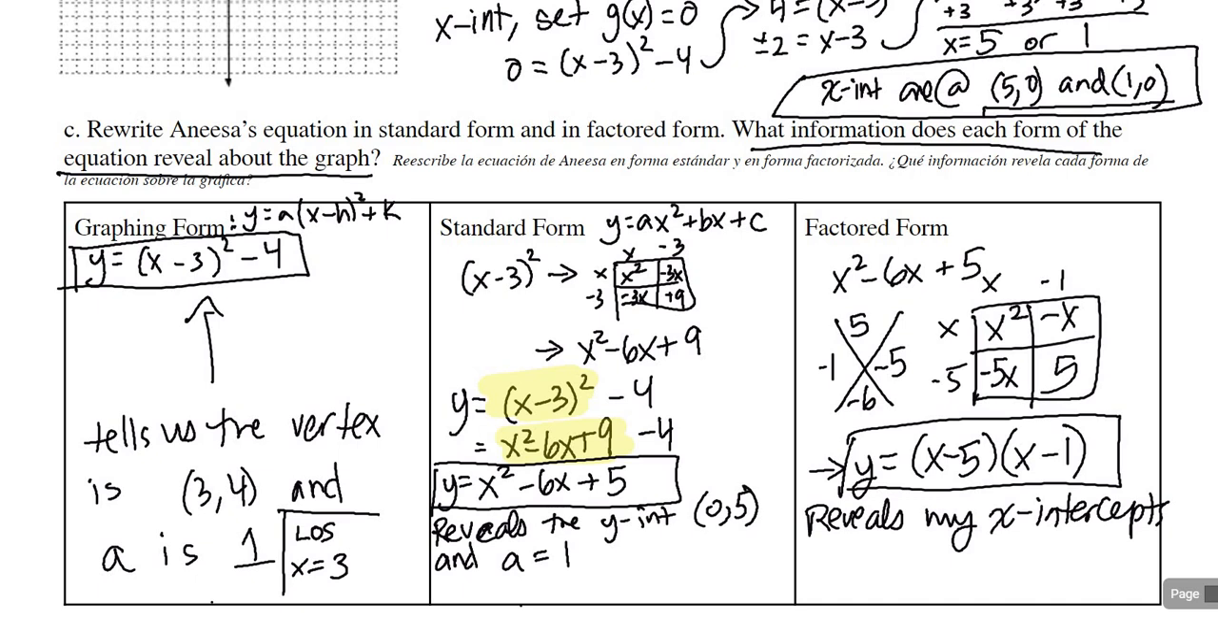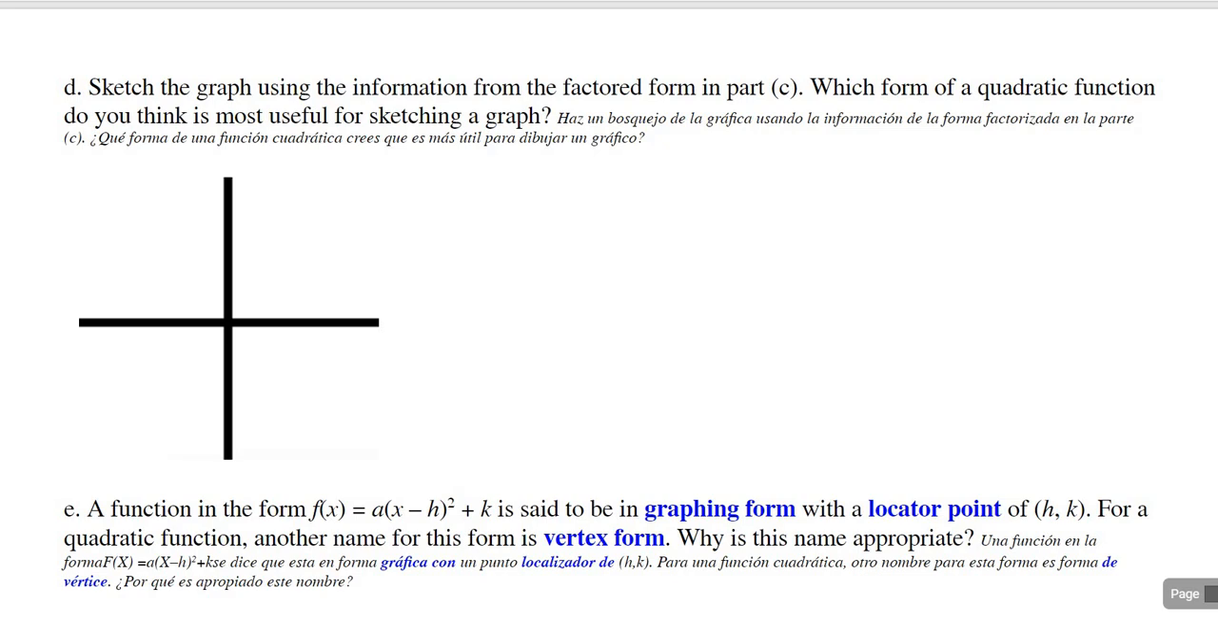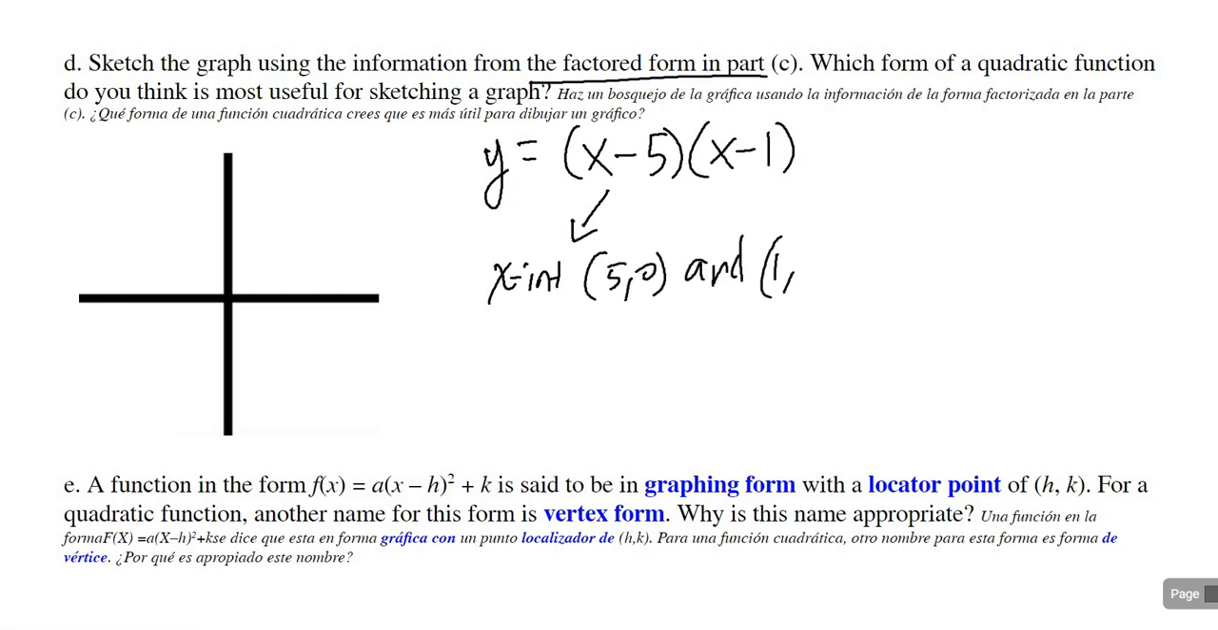Okay, let's continue. Now we're going to sketch the graph using the equation from the previous problem, just to remind us. This is for y equals x minus 5 times x minus 1. And from that, I get my x-intercepts are at 5, 0, and 1, 0.